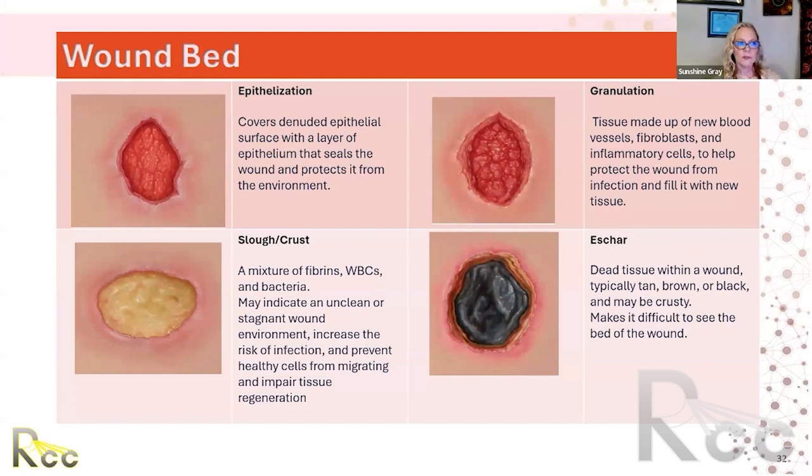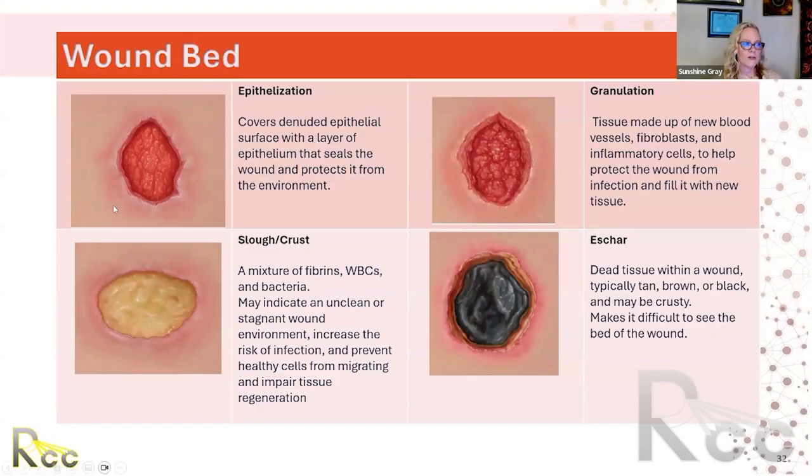When they have a much deeper wound, we're talking about granulation. So tissues made up of new blood vessels, fibroblasts, and inflammatory cells to help protect the wound from infection and fill it with new tissue. These are both good, normal ways that our skin heals.